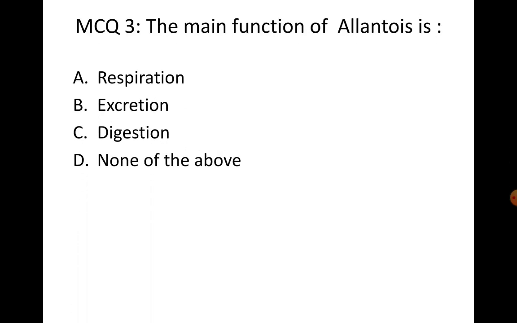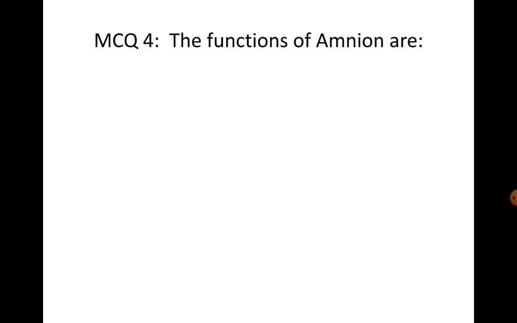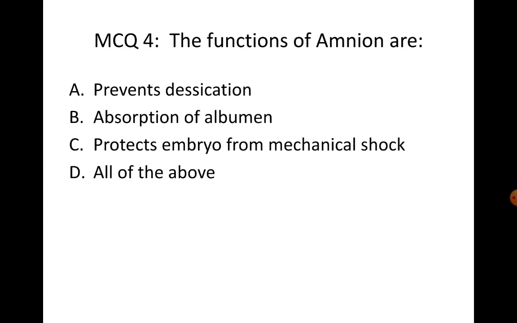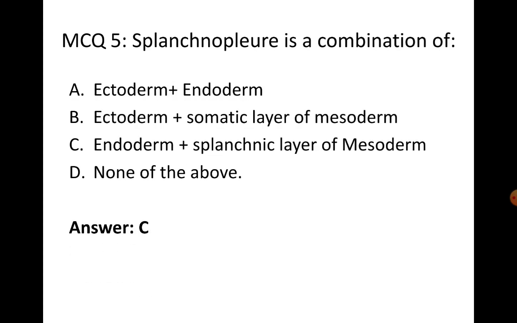Then the main function of allantois, it is excretion. And the main functions of amnion: prevents desiccation of embryo, absorption of albumin, prevents embryo from mechanical shock, and all the above. The answer is all the above.